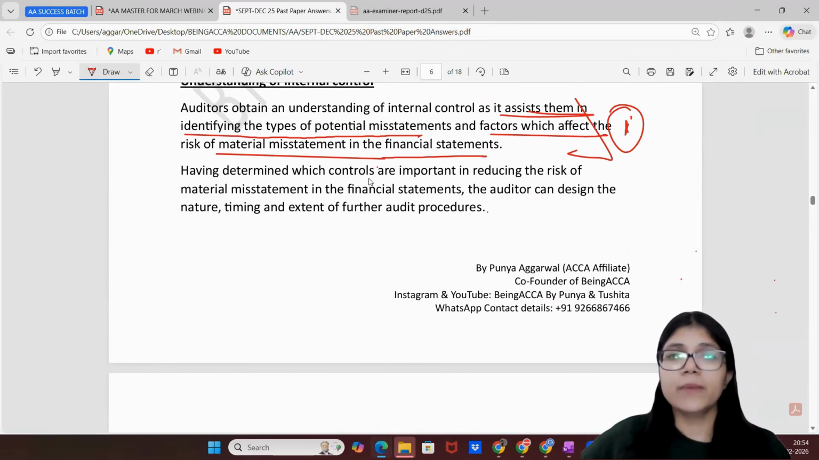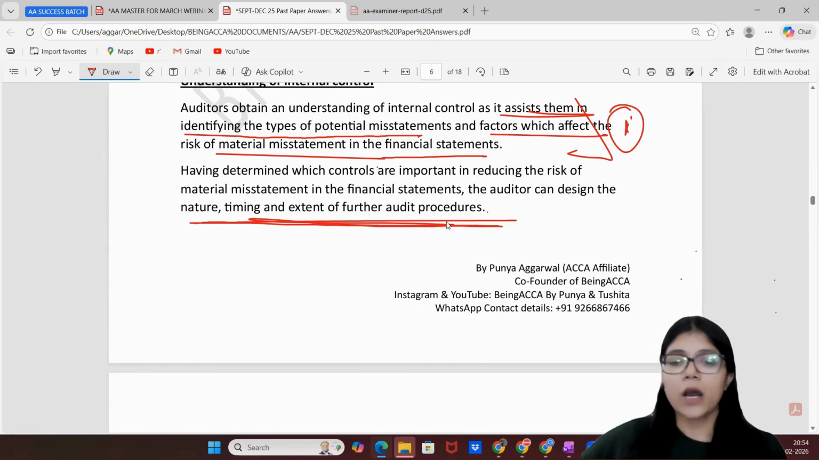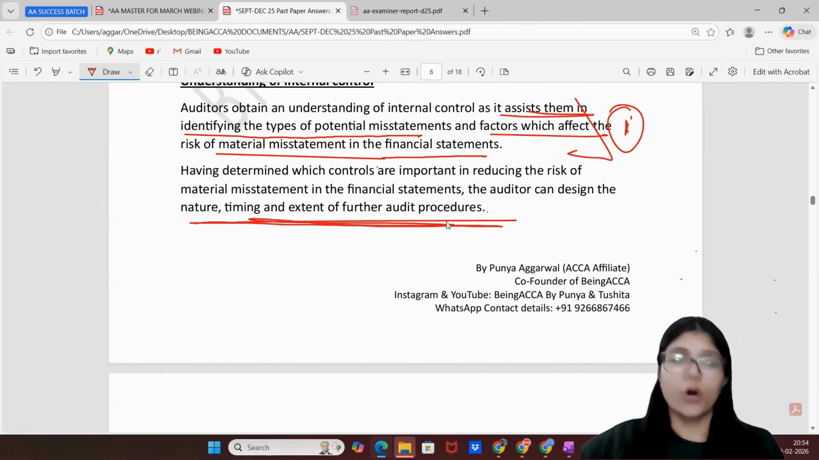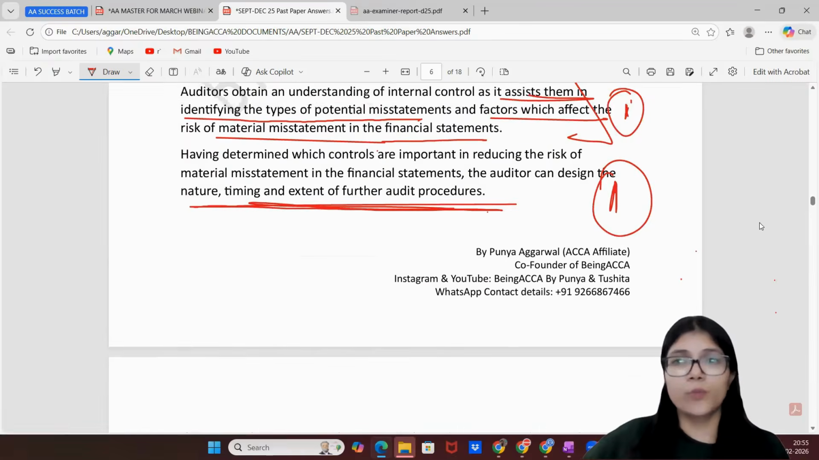Next one, having determined which controls are important in reducing the risk of ROMM, the auditor can design the nature, time and extent of the further procedures. The auditor can see what controls the company has put in place, so how many procedures I have to do. If they have a good set of controls in place that are working fine, reducing the ROMM, then they would have to do fewer procedures, right? This is a domino effect. If there are good procedures reducing the risk, it reduces the procedures for the auditor. So this is why it is important for the auditor to check the effectiveness of the company's internal controls. So these are the 2 points that you can write.